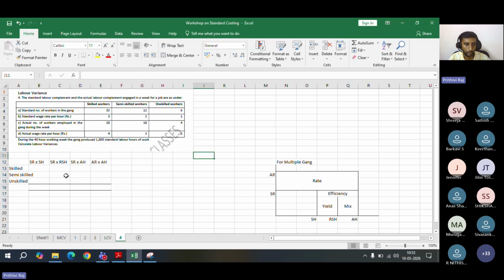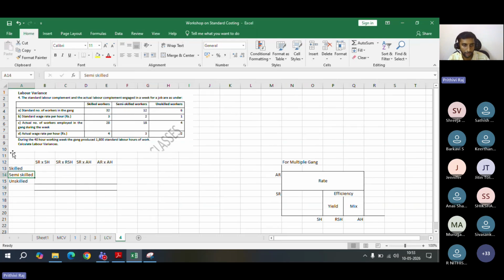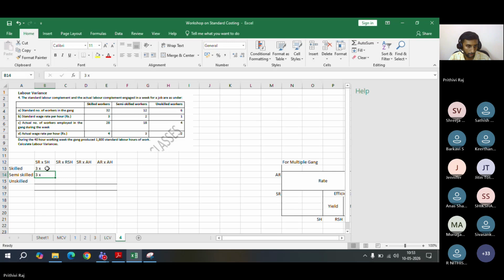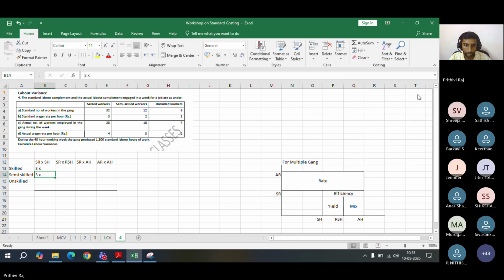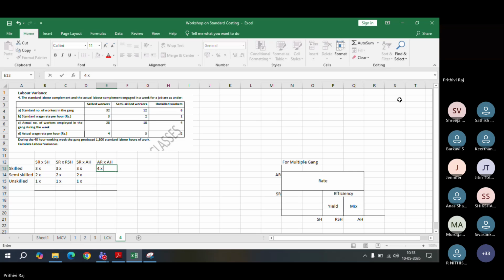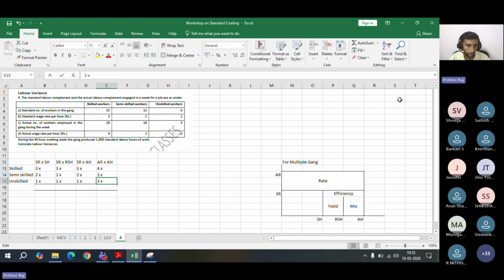Now what we are going to do? We are going to fill in the data that is available in the question. Standard rate per hour, 3, 2, 1 is given in the question. Just put it for all the standard rate. Next, actual rate: 4, 3, 2.